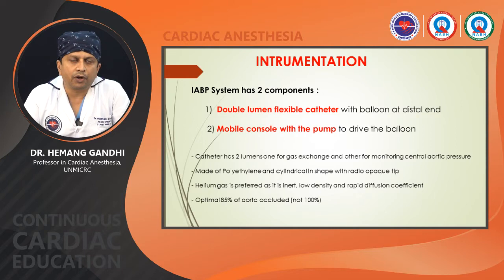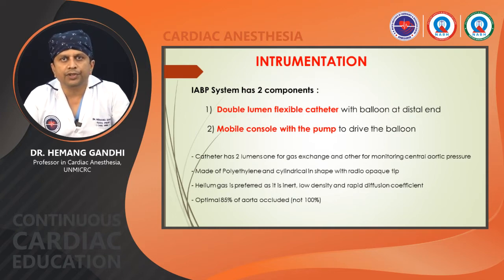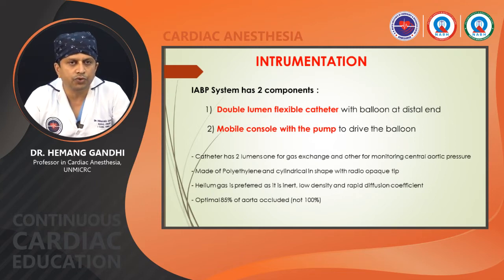So instrumentation of IABP includes two main components: a double lumen flexible catheter which has the balloon at the distal end, and the other is a mobile console with the pump to drive the balloon. This catheter has two lumens, one for gas exchange and the other for monitoring central aortic pressure. That catheter is made of polyethylene and cylindrical in shape with a radiopaque tip on the balloon. And helium gas is usually preferred because it is an inert gas with low density and rapid diffusion coefficient. So it easily moves in and out during balloon inflation and deflation.